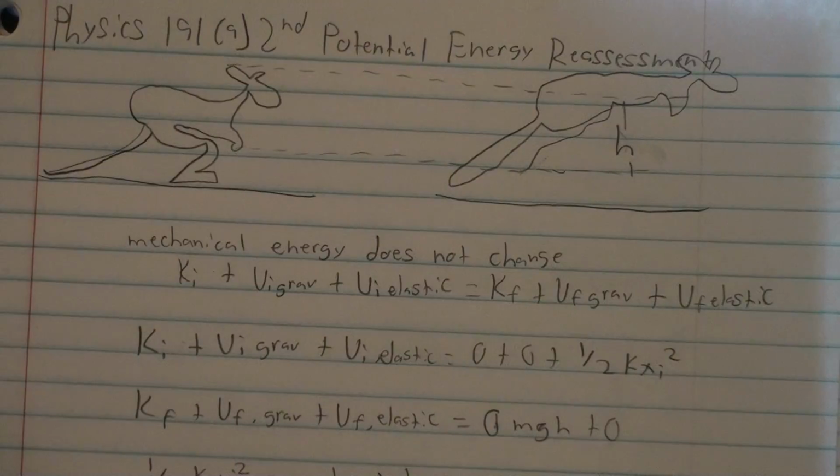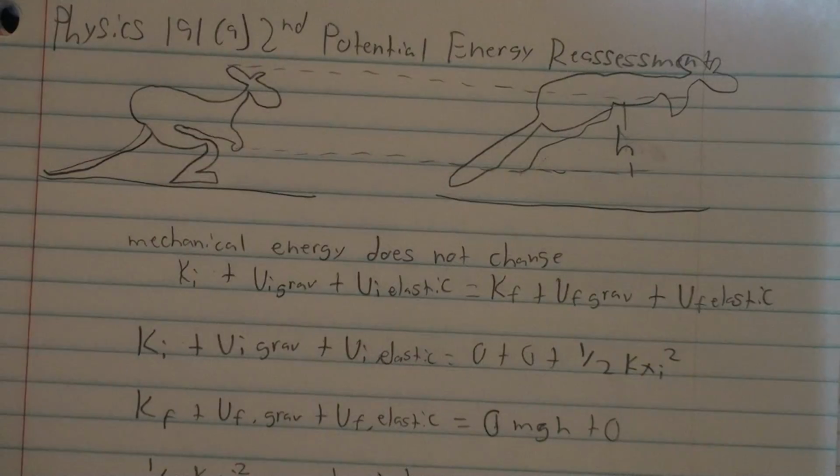Now again, the mechanical energy does not change, so we get the formula here, which is K sub I plus U sub I gravitation plus U sub I elastic is equal to K sub F plus U sub F gravitation plus U sub F elastic. Now, initially, when the kangaroo is crouched before the jump, it has zero kinetic energy. Just because it's a little easier, I chose the initial gravitational potential energy to be zero.